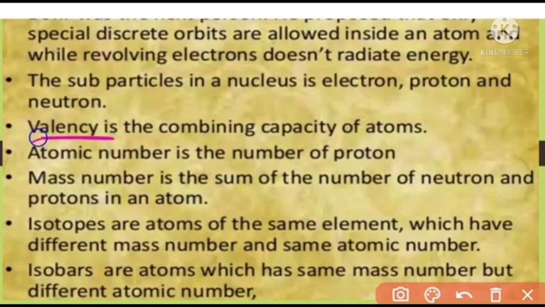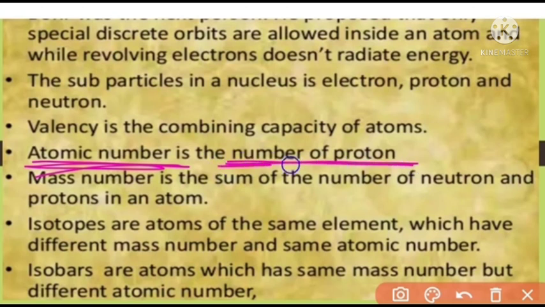And then we are discussing valency. Valency is the combining capacity of an element or atom. An atom forms a compound or molecule with other elements, which means the atom should contain that capacity. That capacity is known as valency. Next we are discussing atomic number. Atomic number simply represents the number of protons, equal to the number of electrons. The symbol is Z.